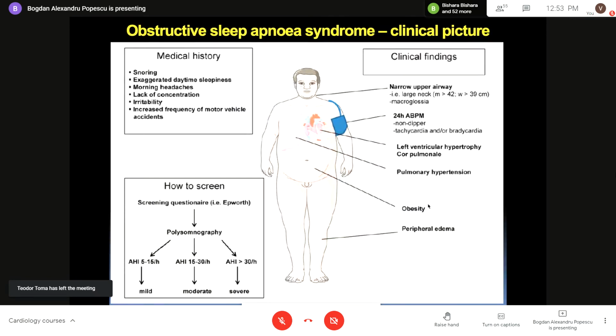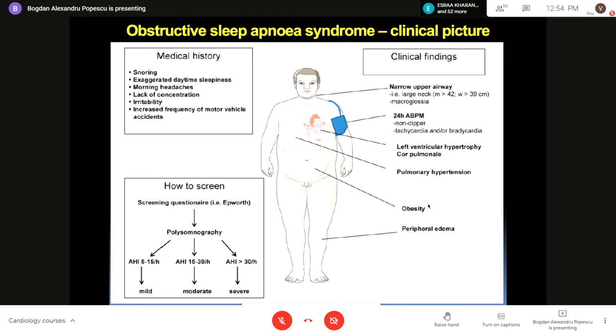So again, the clinical picture that may point to the possible existence of obstructive sleep apnea syndrome, usually you have a patient who is obese, who has a narrow upper airway with a large neck, sometimes macroglossia, again, non-dipper. These patients tend to have higher blood pressures at night. You may find left ventricular hypertrophy because of long-standing hypertension. You may find cor pulmonale as an expression of the pulmonary problem in these patients.